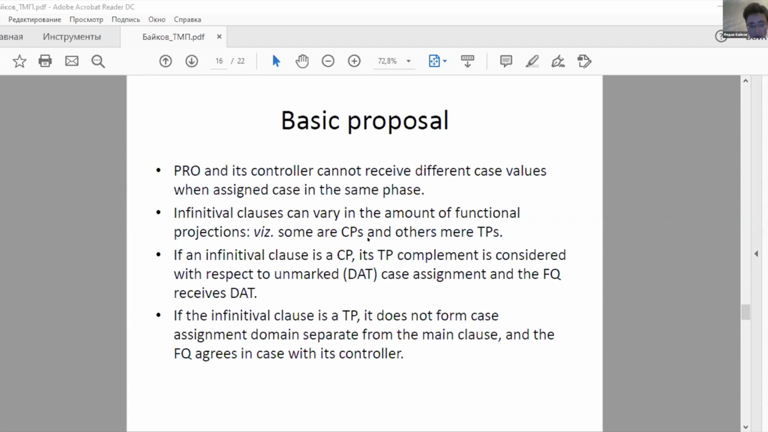And so, if an infinitival clause is a CP, its TP complement is considered with respect to unmarked case assignment, and then PRO gets dative case, and this dative case is thereupon transmitted to the floating quantifier. If, however, the infinitival clause is just a mere TP, then it does not form a case assignment domain separate from the main clause on its own, and then the floating quantifier has to agree in case with its controller.